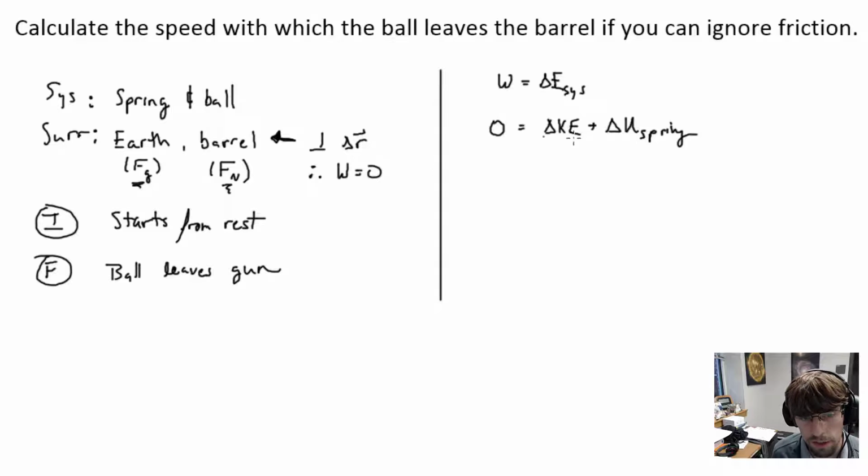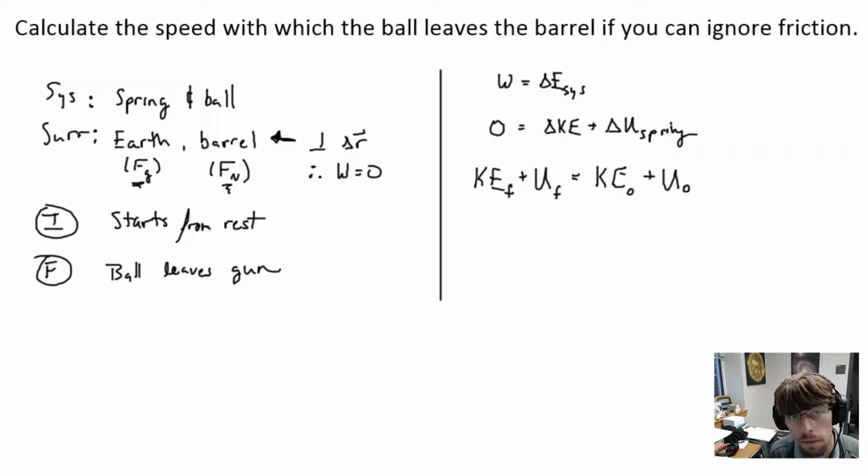Since work is 0, the energy of my system is conserved. So I'll write this down: KE naught plus U naught. And we notice, well, when the ball leaves the gun, the spring is at its equilibrium length, meaning how much potential energy does it store? 0, because it's at natural length. How about the initial kinetic energy? Also 0, because it starts at rest.